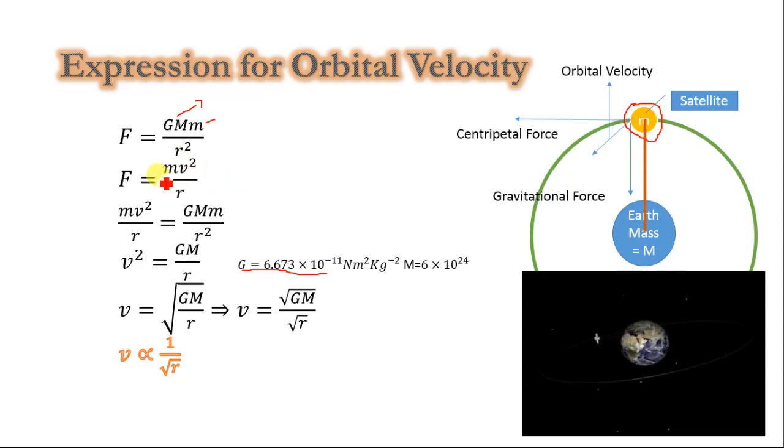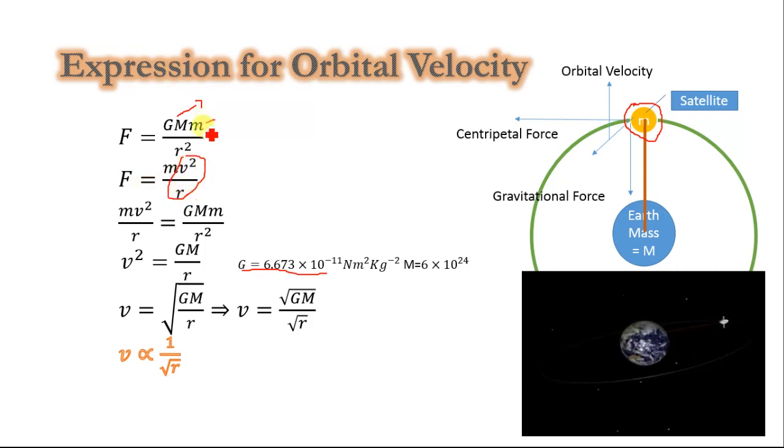Now, from the definition of centripetal force, the force which compels a body to move in a circle is known as centripetal force. The centripetal force can be written as F is equal to mv square by r. Here v square by r is actually the term for acceleration. So F is equal to mv square by r.